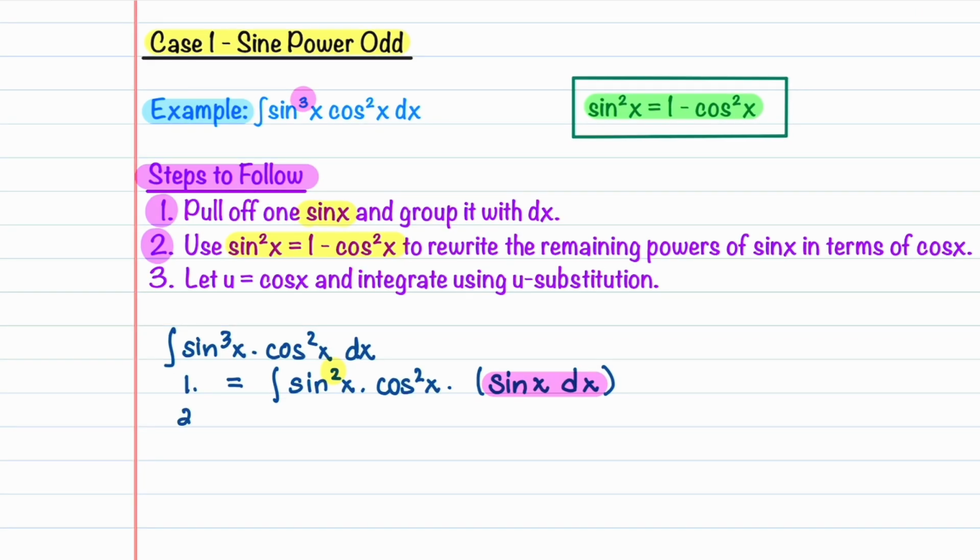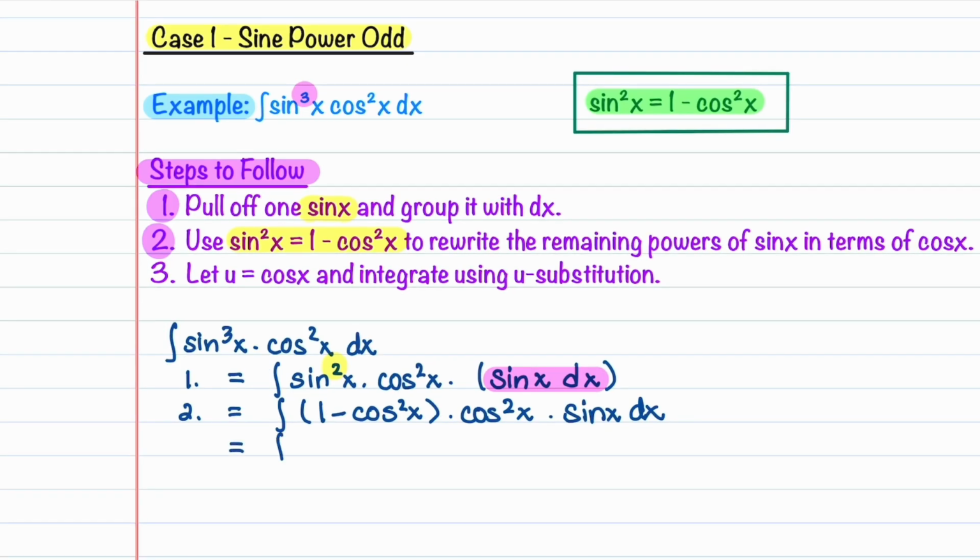We'll write down step 2. And instead of sin²x, we're going to put in 1 minus cos²x. And then we still have cos²x, and then our sin x dx. Let's go ahead and multiply this through. This gives us cos²x minus cos⁴x, all times sin x dx. Let's look back up to our steps and look at our third step. In this step, we are going to let u equal cos x, and we'll integrate using u-substitution.